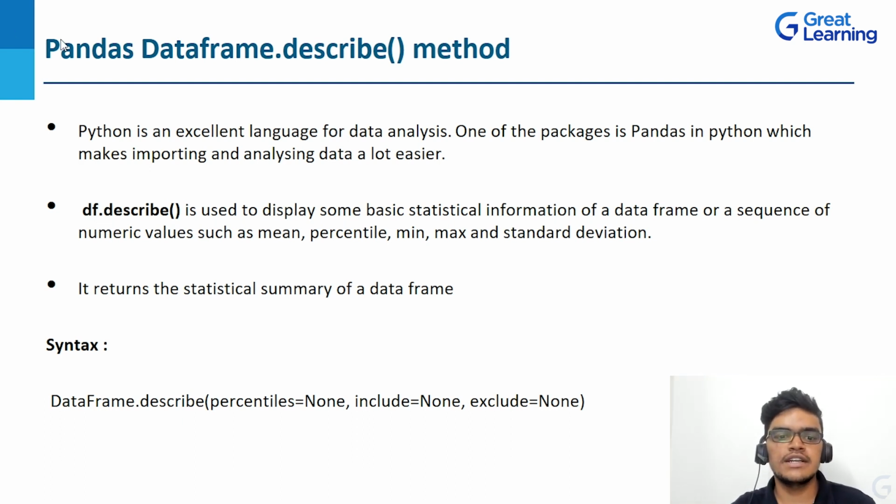Now coming to the syntax, first you have to import the pandas library, then we import the data set. And then we write dataframe.describe, and here we have certain parameters. Percentiles is equal to None, which means a list-like of numbers from 0 to 1 to return the respective percentiles. Coming to include, it is a list of data types that has to be included while describing the data frame. The default will be None. So this is the basic syntax. While doing the practical implementation, we're going to know more about this method.